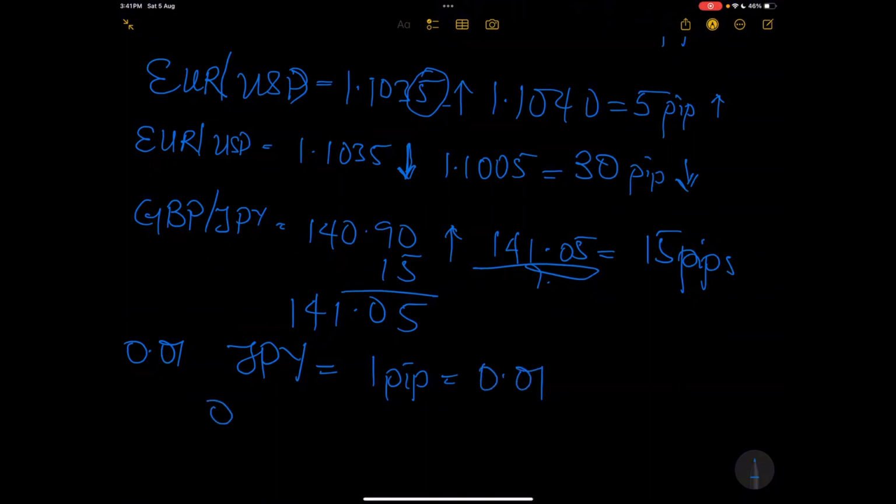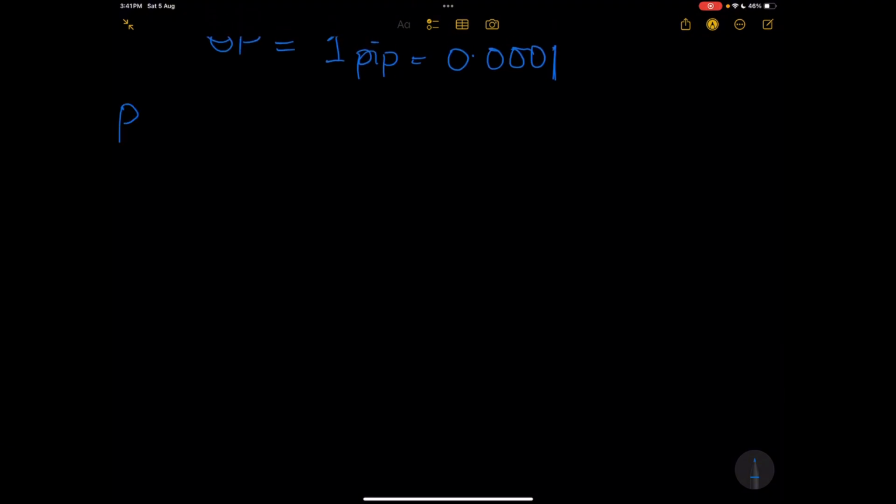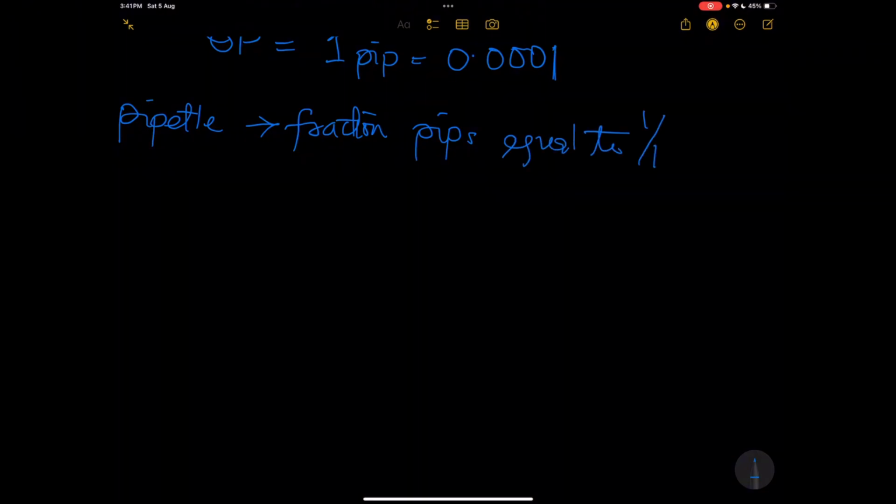And for other pairs, 1 pip is the 4th decimal place, 0.0001. So that is it. But there's also another thing you call pipettes. Now, a pipette is a fractional pip. It's a fraction of a pip, and it is equal to 1/10 of a pip. Mathematics students, it is equal to 1/10 of a pip.